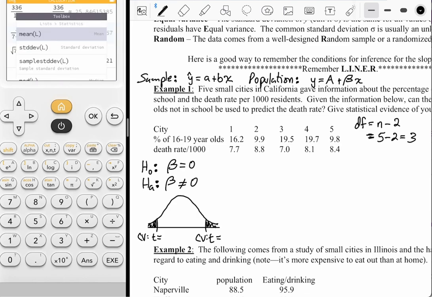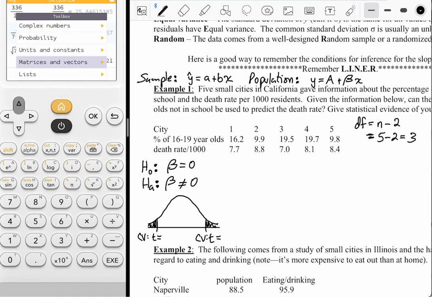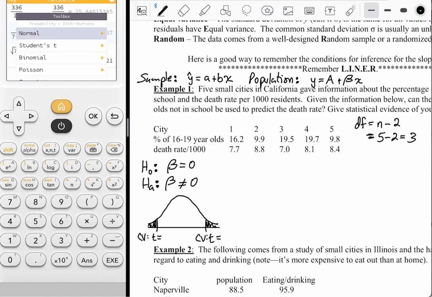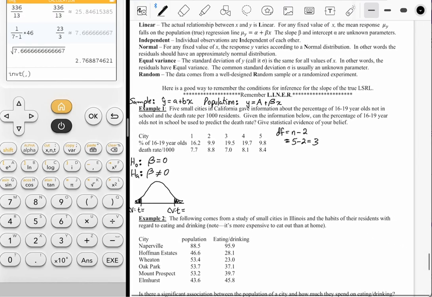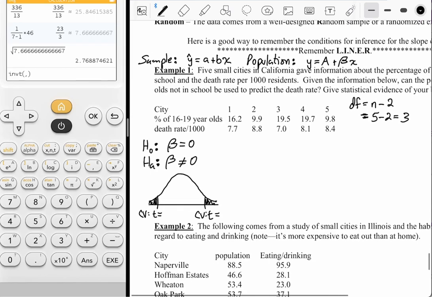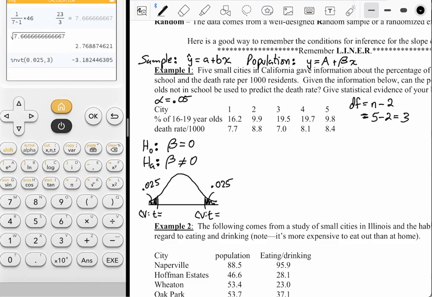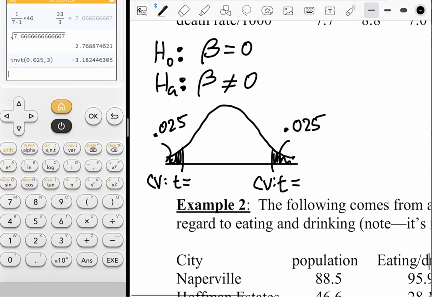All right, so probability distributions, students t, inverse, alpha value not given, we'll assume a 0.05. All right, so that's split evenly among the two ends. So 0.025, 0.025, and then a 3 for the degrees of freedom. So I have negative 3.182, positive 3.182.